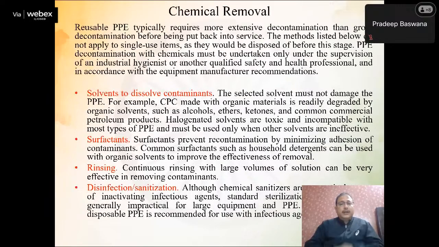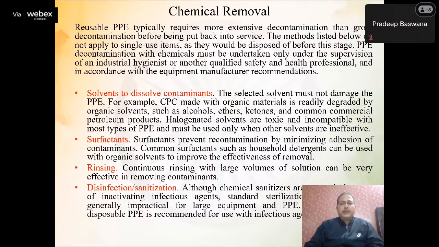Chemical removal after decon. Reusable PP typically requires more extensive decontamination than gross decontamination before being put back to service. The methods listed below do not apply to single-use items, as they could be disposed of before this stage. PP decontamination with chemicals must be undertaken only under the supervision of an industrial hygienist or other qualified safety and health professionals, and in accordance with the equipment manufacturer's recommendations. So what are the things required, or the methods?